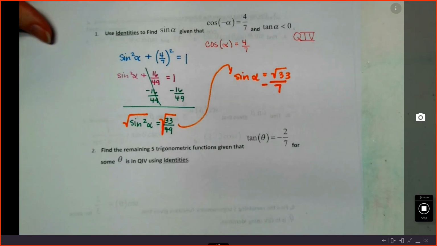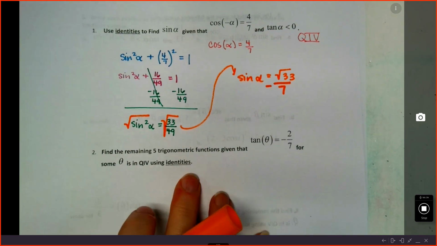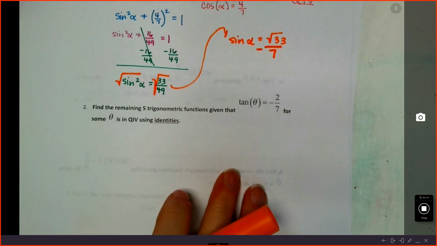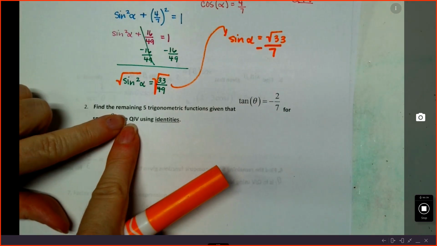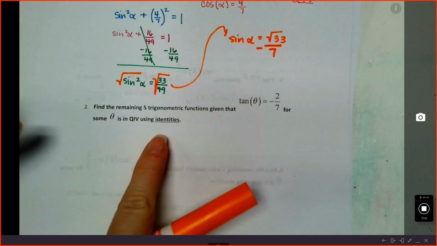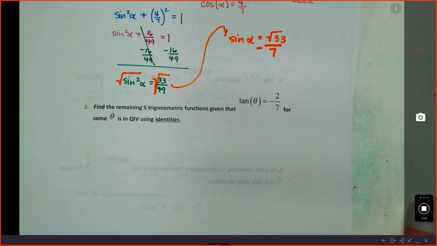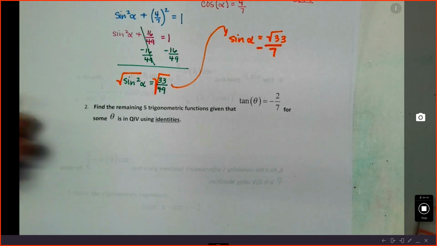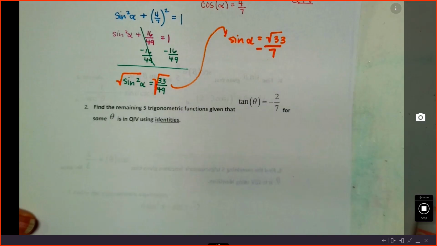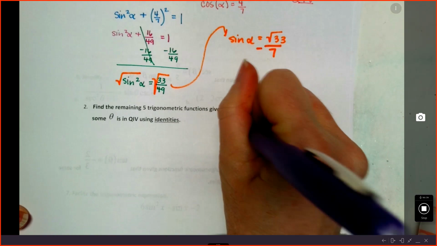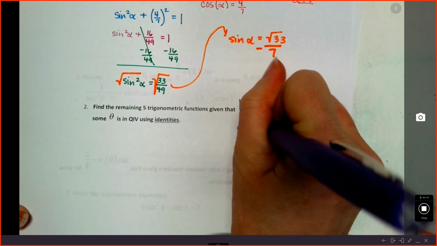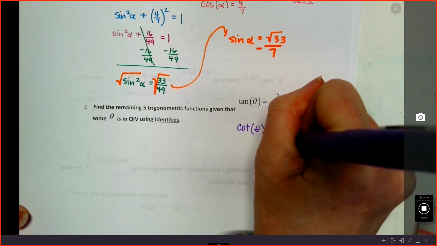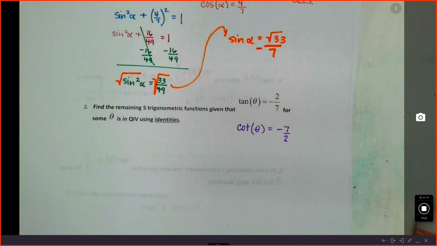All right, so this one's really similar. They told me I'm in quadrant 4, and I've got tangent. I need to use identities, so I'm going to use multiple identities to find all 5 of the trig functions that are left. The easiest one is to just flip tangent over. If I flip it over, what am I getting? Cotangent. So cotangent of theta is going to be negative 7/2. So there's one of the 5.